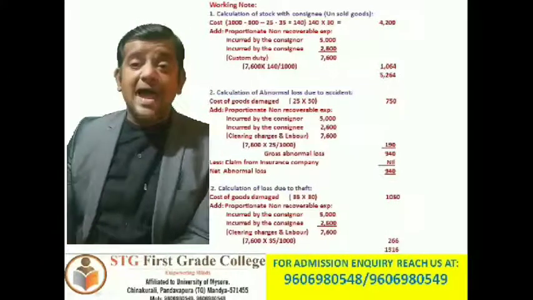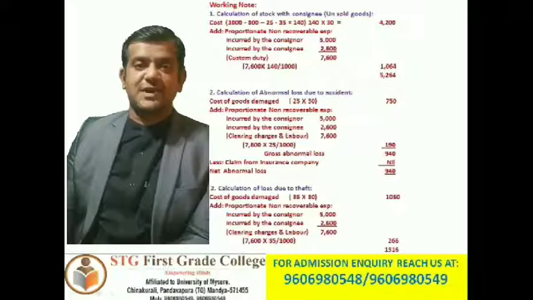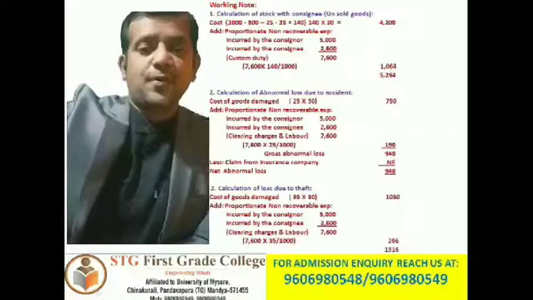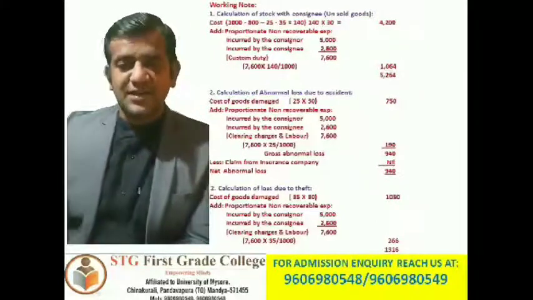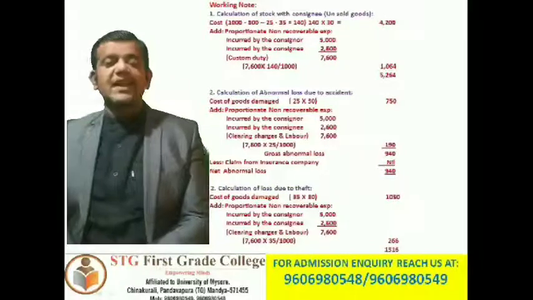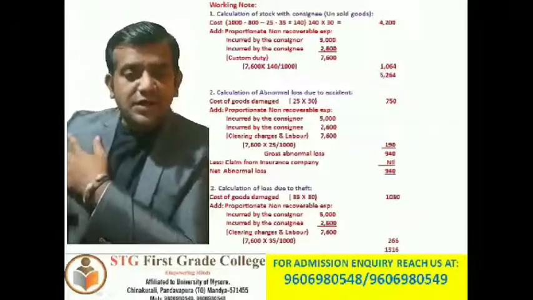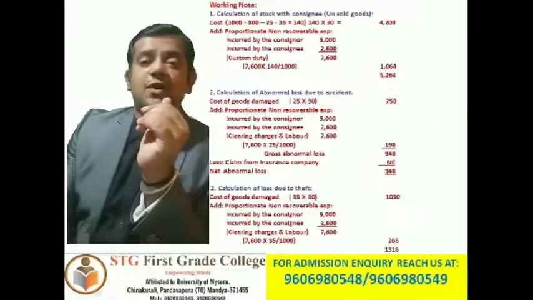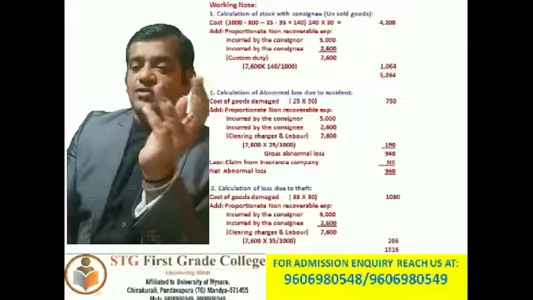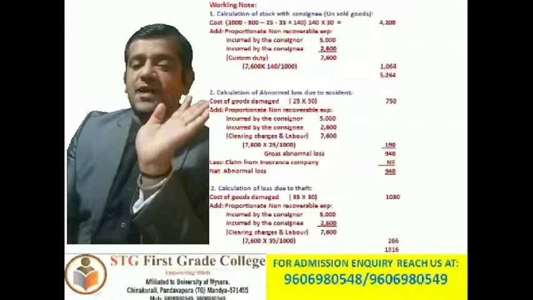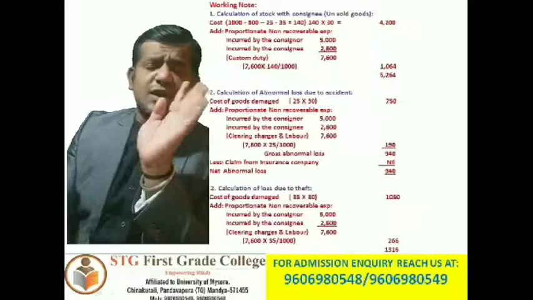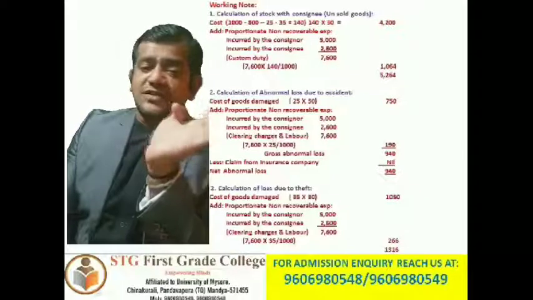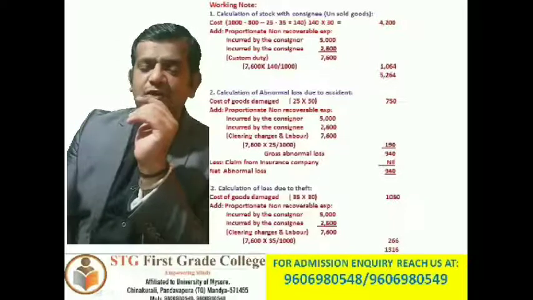Now add proportionate non-recoverable expenditure, that is incurred by the consignor. What is the proportionate non-recoverable expense incurred by the consignor? If you look at the problem, what are all the expenses incurred by the consignor? He has given directly rupees 5,000 by way of freight and other expenses, only 5,000 he has given directly. Clear? Next, incurred by the consignee, that is custom duty 2,600 we are going to consider.